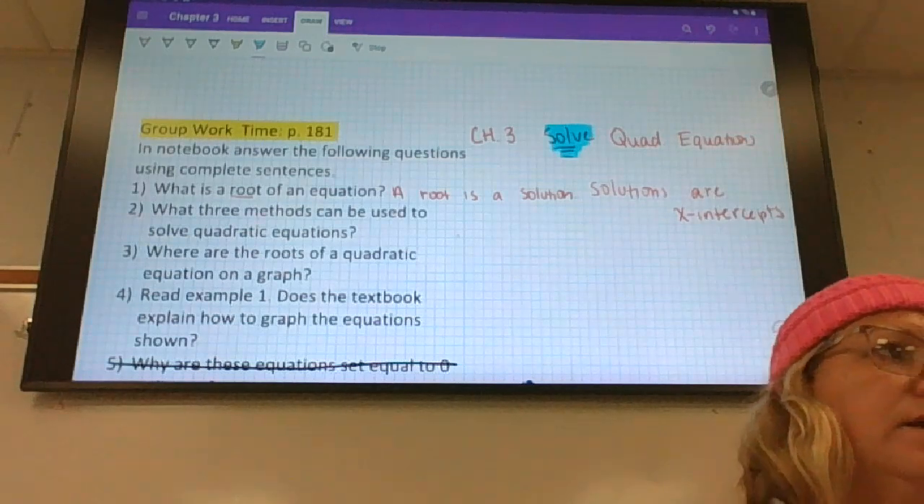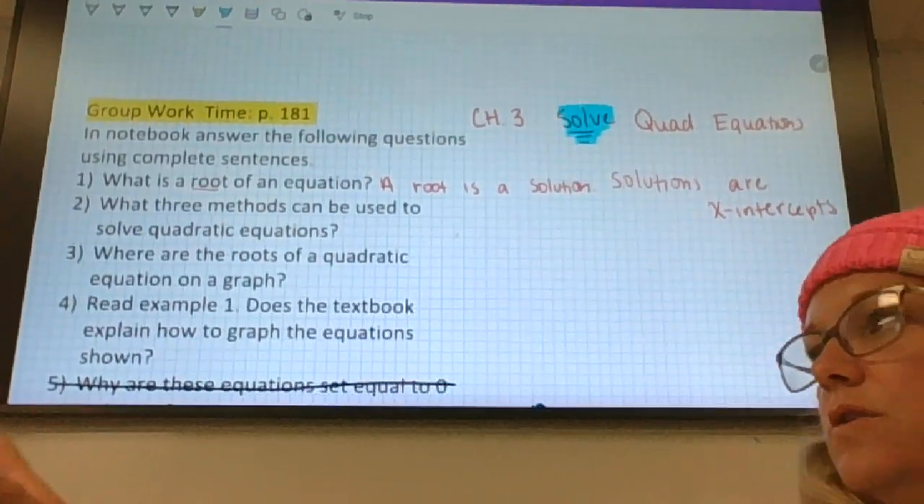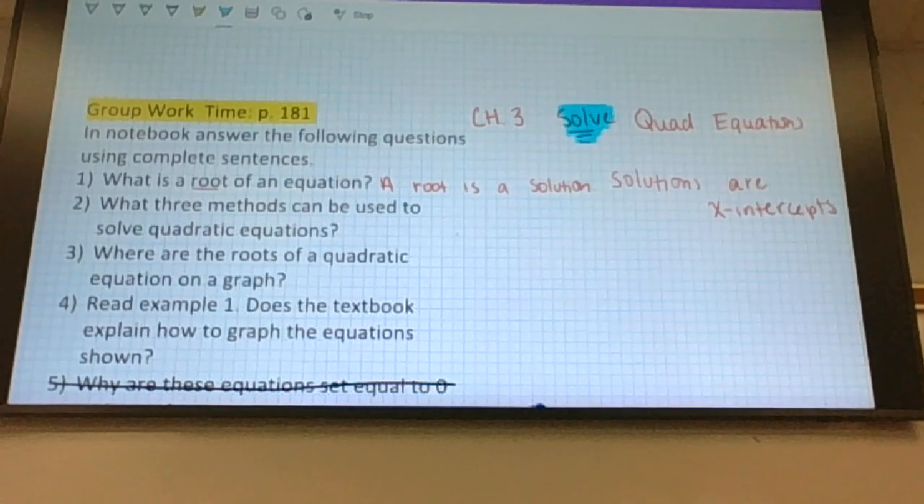Chapter 2, we were writing equations. We used those forms and we plugged in and we wrote equations. We found a vertex. Chapter 3 is all about solving. We're actually finding what x equals.